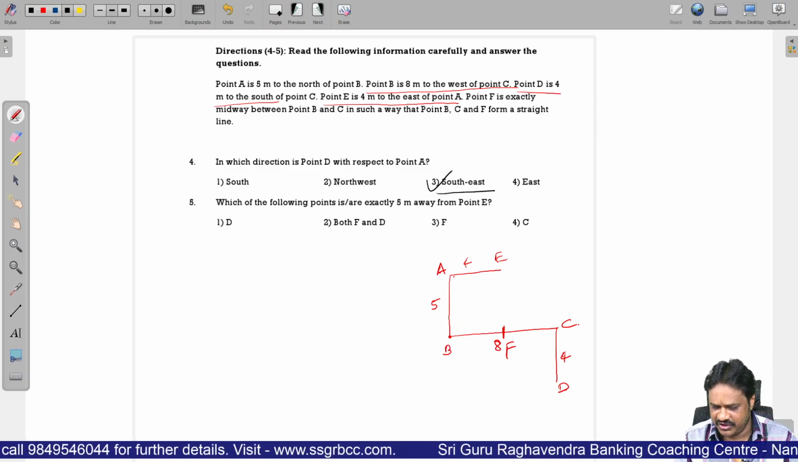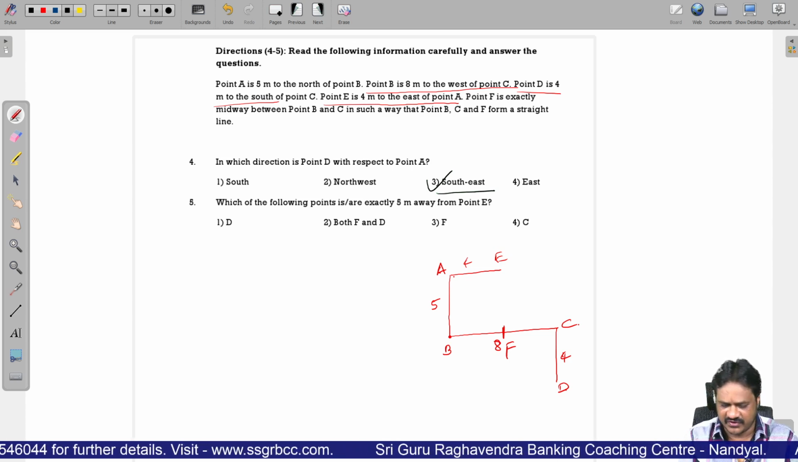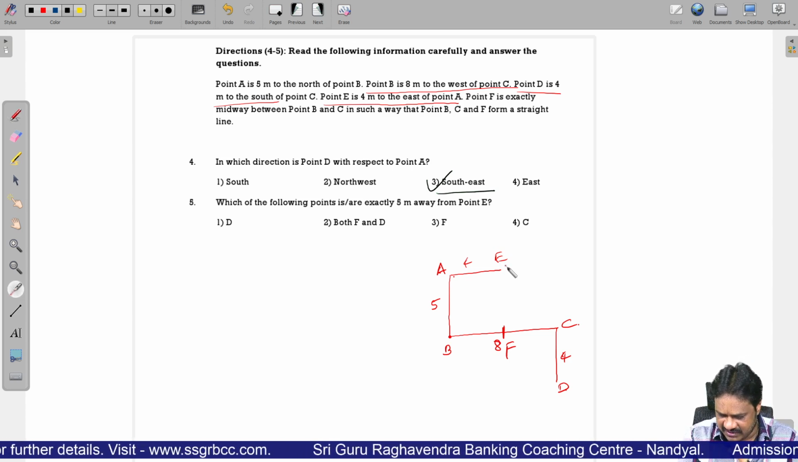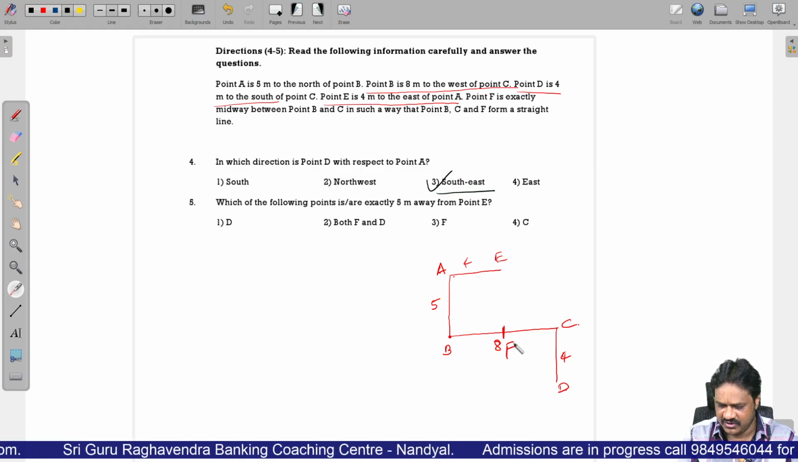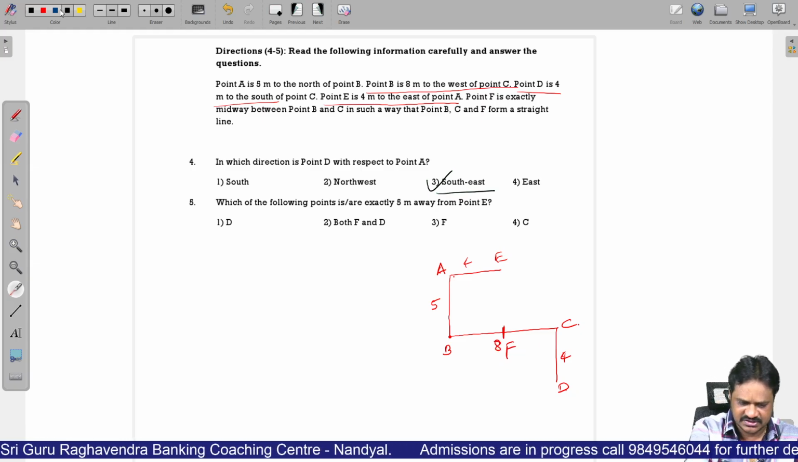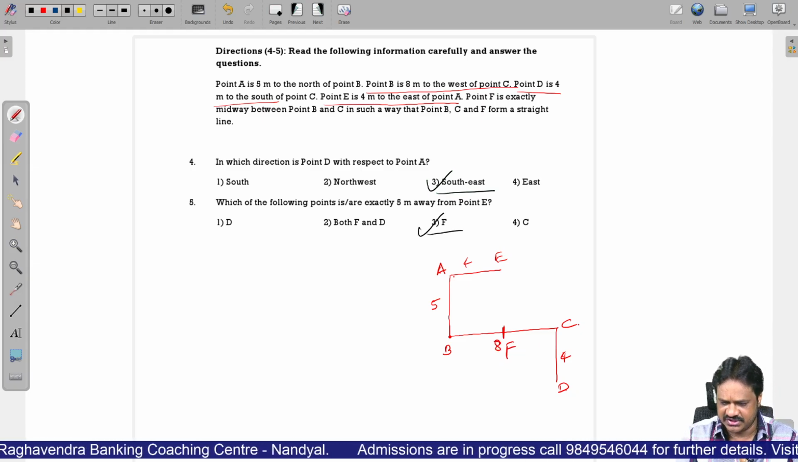Which of the following is exactly 5 meters away from E? So which one is exactly 5 meters away from E? When you see from E, this gap is 5 meters. So after 5 meters, which point is there? Point F. Point F is the correct answer. So option is 3.